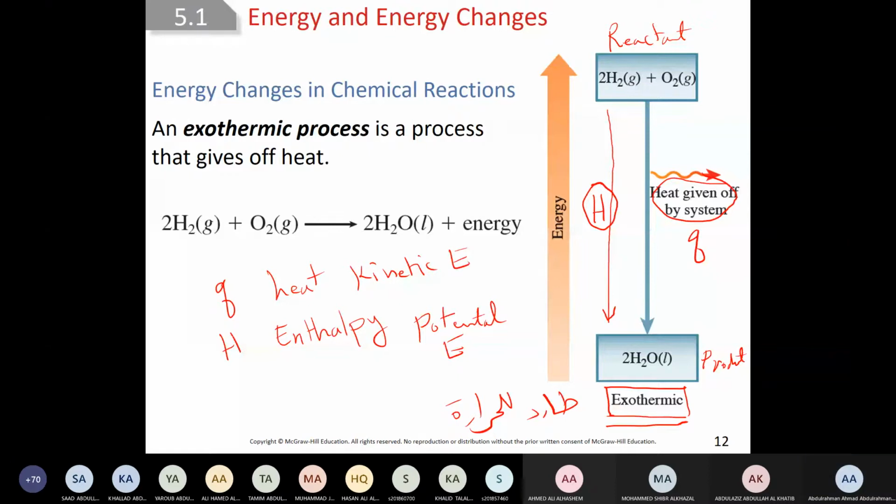Clear? I hope this is clear. It's very important to know everything. That's where the H comes from, it is from the reaction, and the heat comes out of the reaction. If the heat comes out of the reaction, then we call this reaction exothermic.